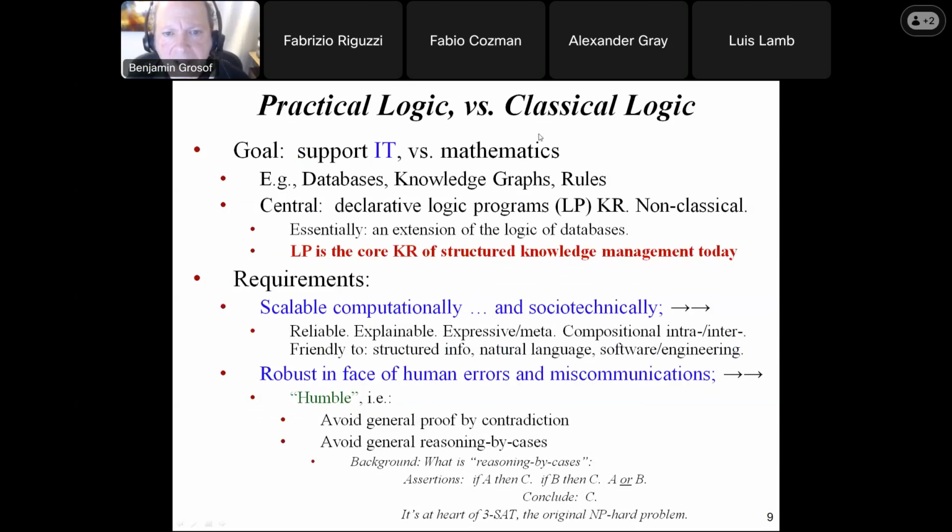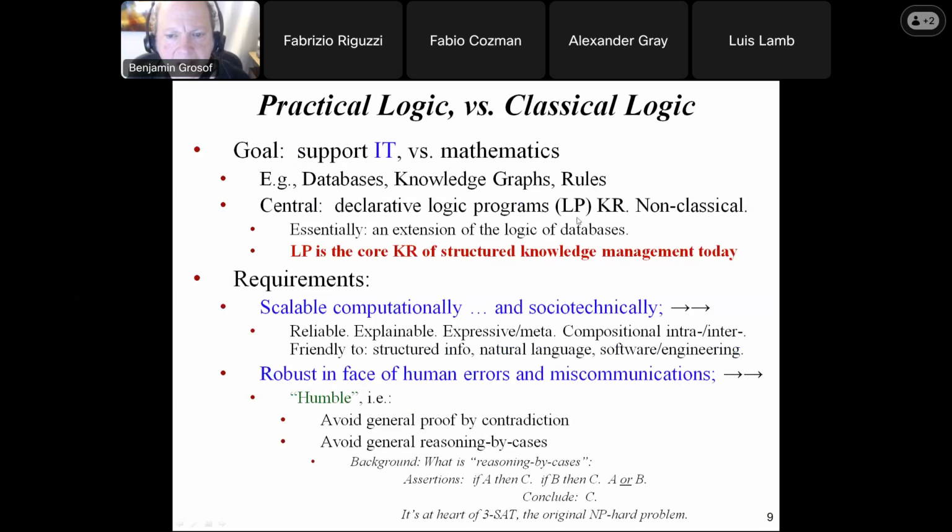So practical logic differs from classical logic in that the goal is to support IT, information technology, rather than mathematics. So for example, databases, knowledge graphs, rules a la business rules, or programming languages.